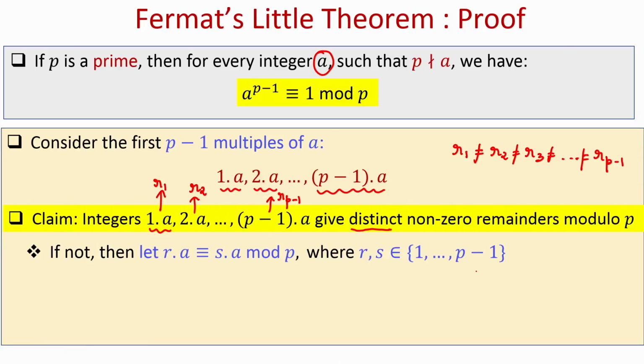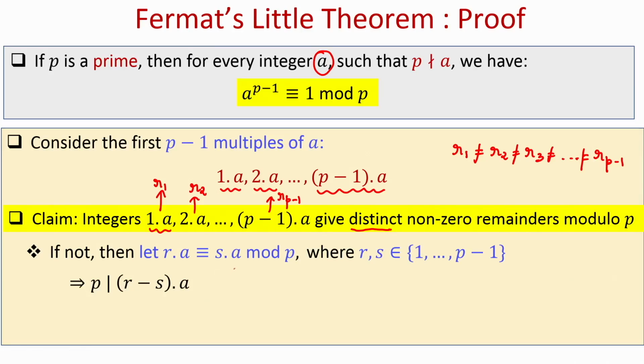So, imagine you have two different multiples of A, say R times A and S times A, where R and S belong to the set 1 to P minus 1, such that the remainder which you obtain by dividing R times A by P and the remainder that you obtain upon dividing S times A by P are the same. The claim says that is not the case, but assume on the contrary that you have two such different multiples which give you the same remainder.